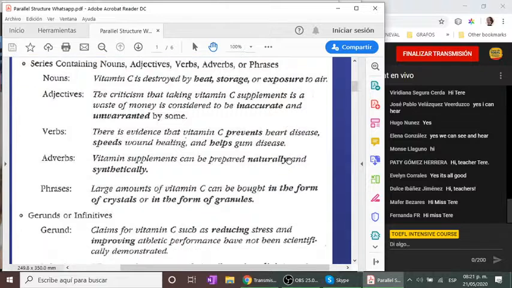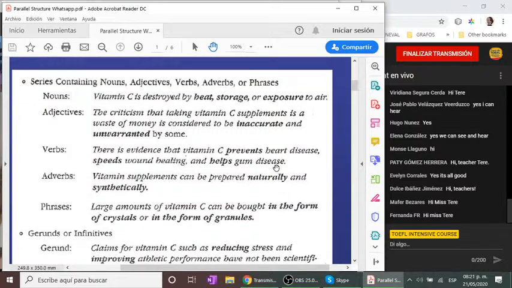Was that clear for you guys? ¿Se fijan cómo nos están mencionando tres cosas del mismo tipo? O sea, deben de rimar más o menos. Ahorita la profesora Tere nos va a explicar un poquito algunos tips. Fíjense cómo aquí tenemos, la vitamina C es destruida por calor, almacenamiento o exposición al aire, ¿no?